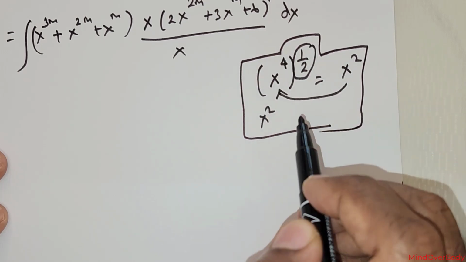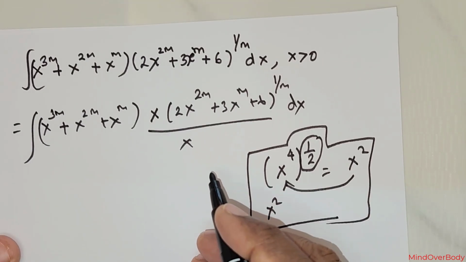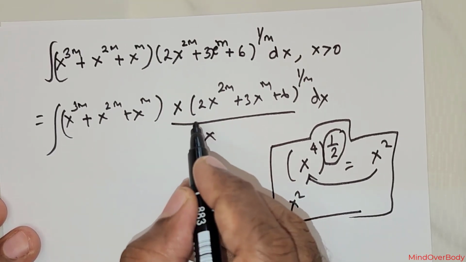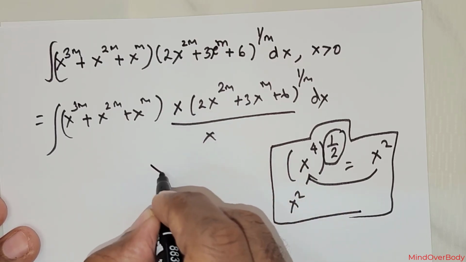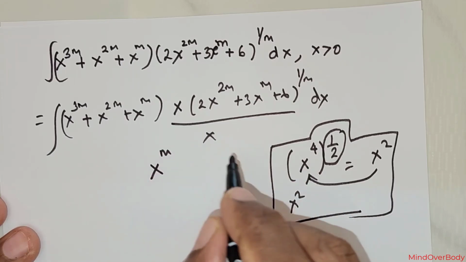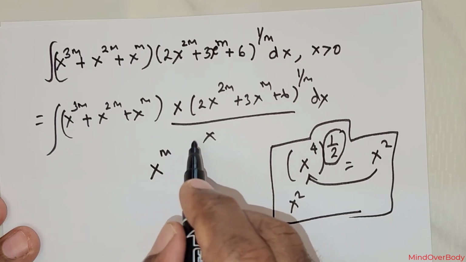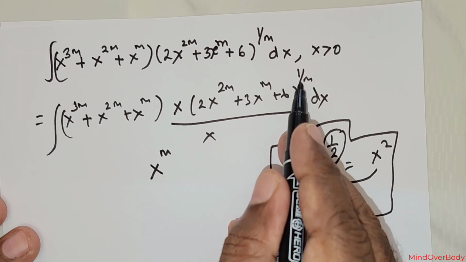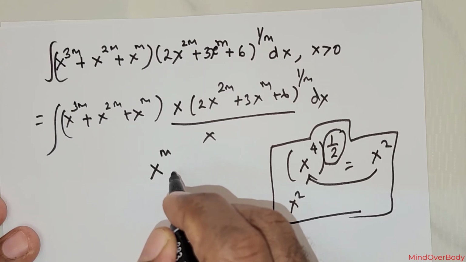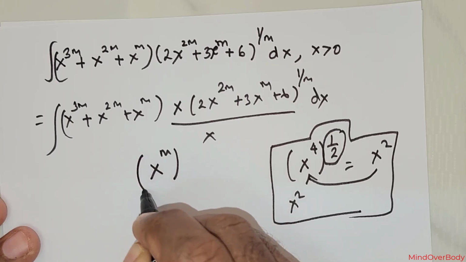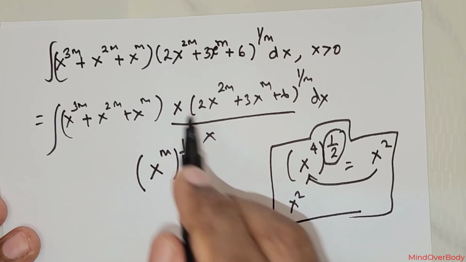Similarly, what I wish to do here is pull this x inside. If I were to pull this x inside, this x will now be x raised to the power of m, because I got 1 over m as an index. So, having mentioned this, let me rewrite this as x raised to the power of m, raised to the power of 1 over m, which is nothing but x.